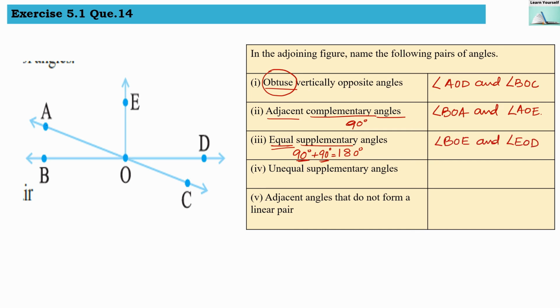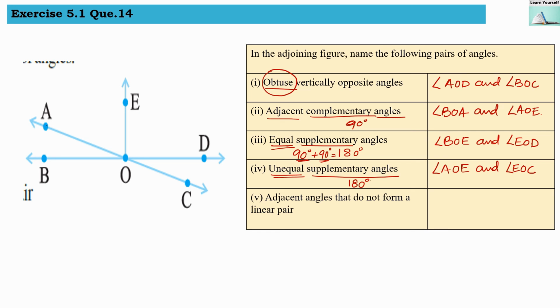Fourth, we have to find supplementary angles. That means the measure of two angles' sum will be 180 degree and they should be unequal. Angle AOE and angle EOC, they both are a pair of supplementary angles as well as they are unequal.